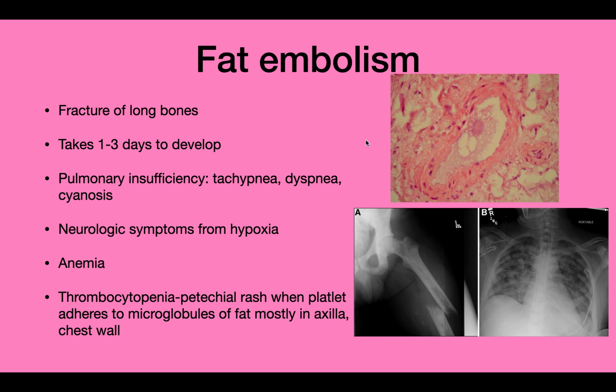So the immune system's not going to recognize that, hey, these are my cells. So they're just going to attack, causing the anemia. Also, there's hemorrhage, especially if it's a big break like this. The thrombocytopenia is going to present as the petechial rash when the platelets adhere to the fat, and that usually occurs in the axilla and the chest wall.